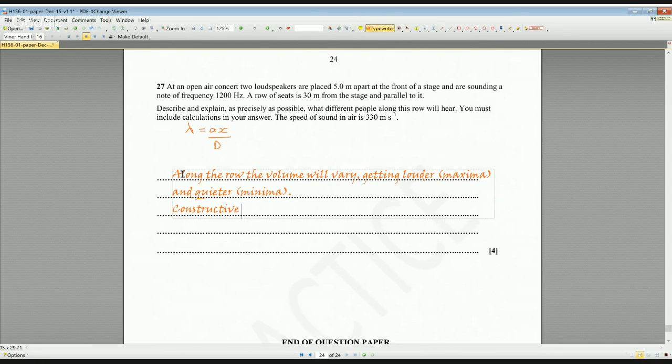Constructive interference, we're now explaining why this happens. Constructive interference occurs at the maxima, destructive at the minima. And it asks what happens as you go along the row. Well, as you go further along the row, the effect is less noticeable.